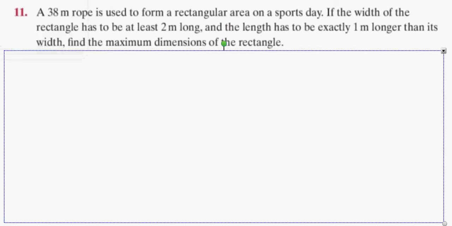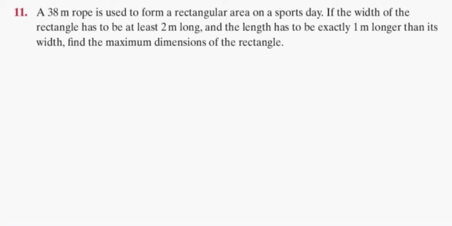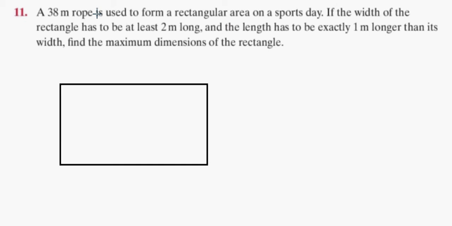Alright. A rope of 38 meters is used to form a rectangular area. No bother, we just draw a rectangle. If the width of the rectangle has to be at least 2 meters long, the width has to be at least 2, and the length has to be exactly 1 meter longer than its width.